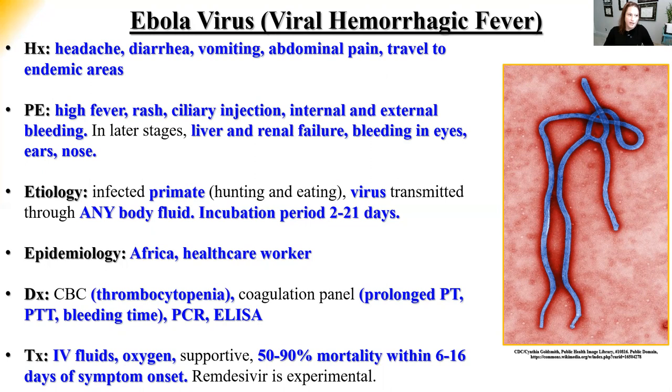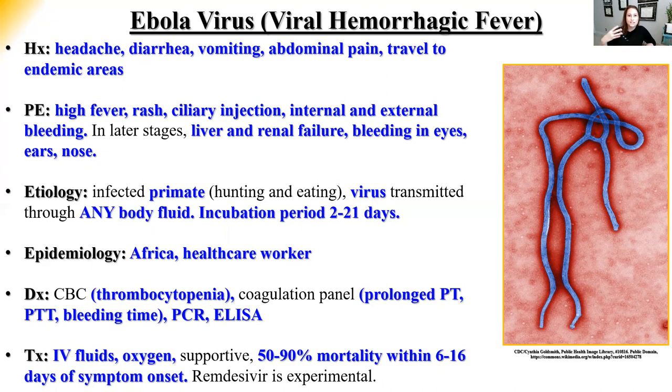For the history, headache, diarrhea, vomiting, abdominal pain, kind of non-specific findings, but you should look for travel to the endemic area in the question. So usually a healthcare worker that has traveled to Africa, that's the key demographic that you're looking for in that question. On physical exam, high fever, rash, ciliary injection, bloodshot eyes, internal and external bleeding. As this disease progresses in the later stage, they'll go into liver and renal failure. Then they develop bleeding out of every orifice, so eyes, ears, and nose, hence the viral hemorrhagic fever.